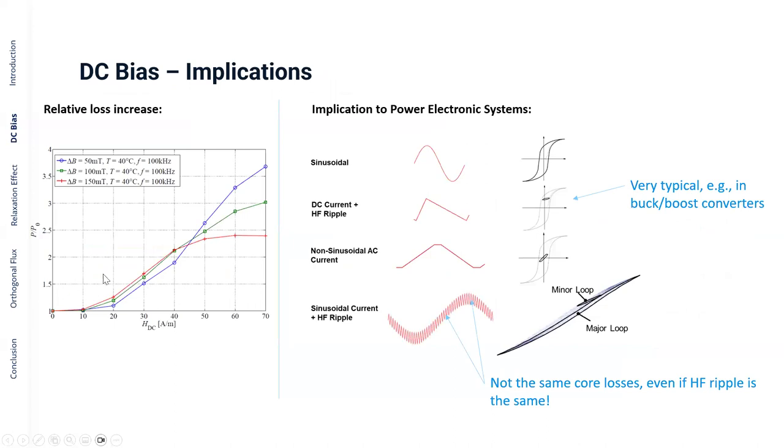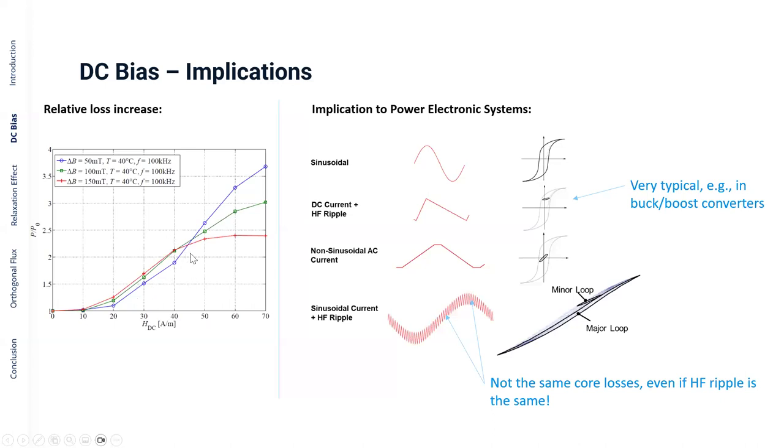Here, the same. Basically, these pictures here are translated and normalized. You see here the losses with DC magnetization over without. So basically how much the losses increase under certain operating points as a function of HDC. And you see that the losses can increase quite substantially, up to a factor 2 or even more, depending, of course, where your operating point is.